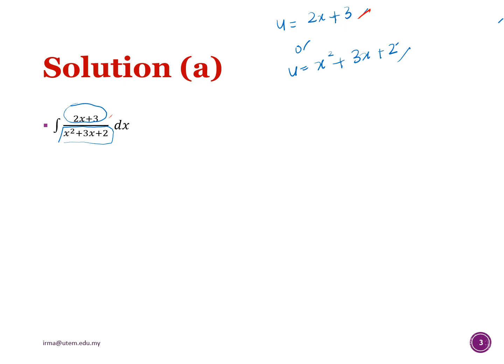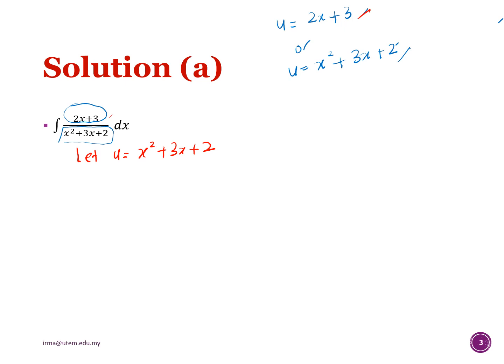So the idea is, if you have two polynomials, one approach is to substitute u with the function of higher order compared to the other function. So now we let u equal to x squared plus 3x plus 2.